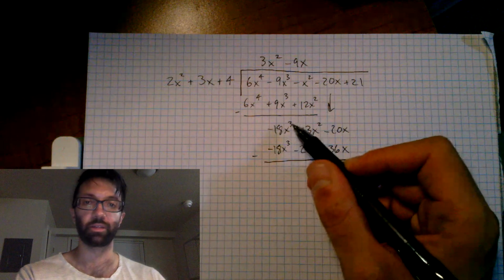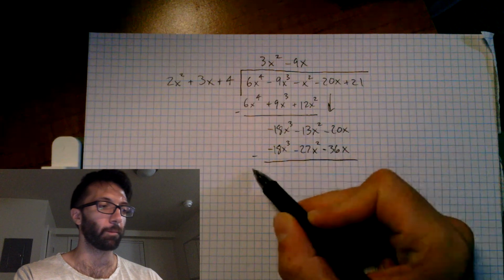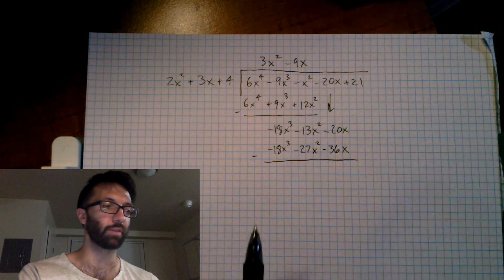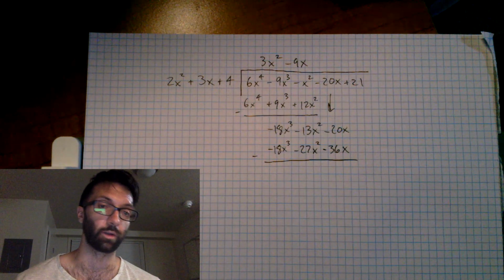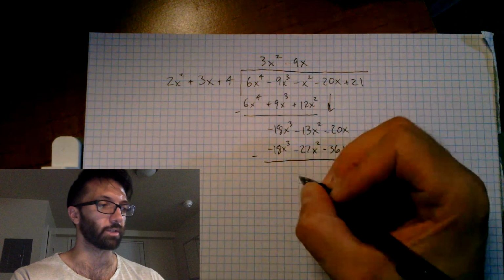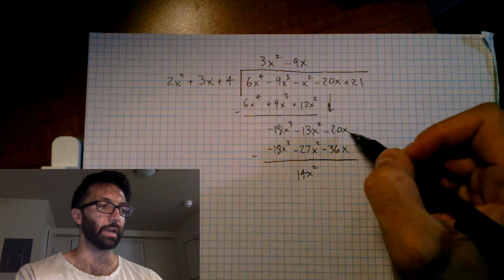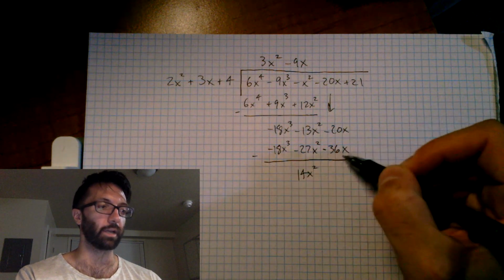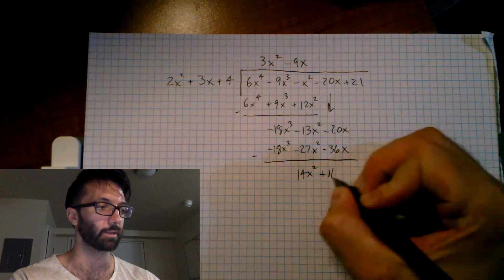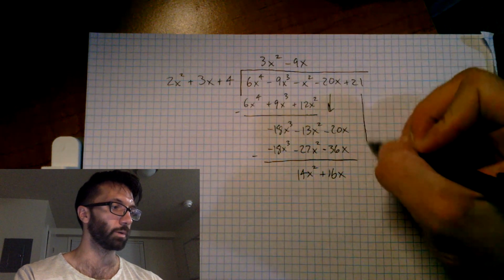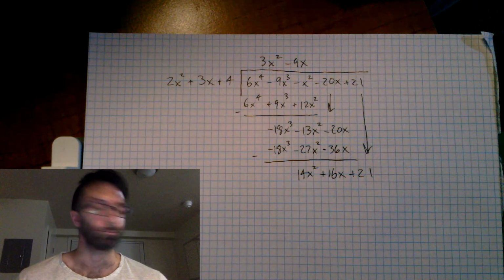Negative 18x to the 3rd minus itself is 0. Negative 13x squared minus negative 27x squared. That's the same as saying negative 13x squared plus 27x squared. So that's going to give us a positive 14x squared. And then negative 20x minus negative 36x, that's negative 20x plus 36x. So that's going to be a positive 16x. Bring down the plus 21. And then we're going to run this one more time.